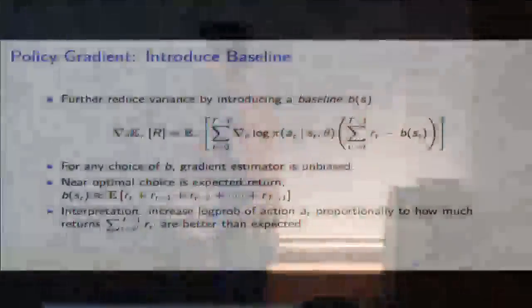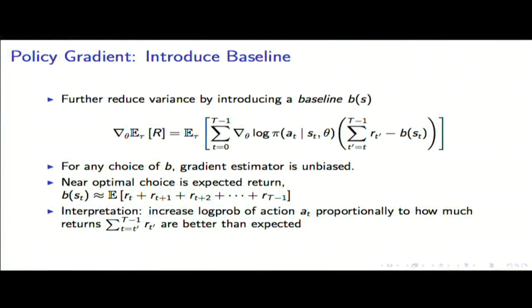OK, so why is this unbiased for any choice of B? That's pretty straightforward to derive by just writing out the expectation and moving some terms in and out of the expectations. Using the law of iterated expectation, you can move around the expectations and derive this. If we have extra time, I'll just show the derivation on the board.